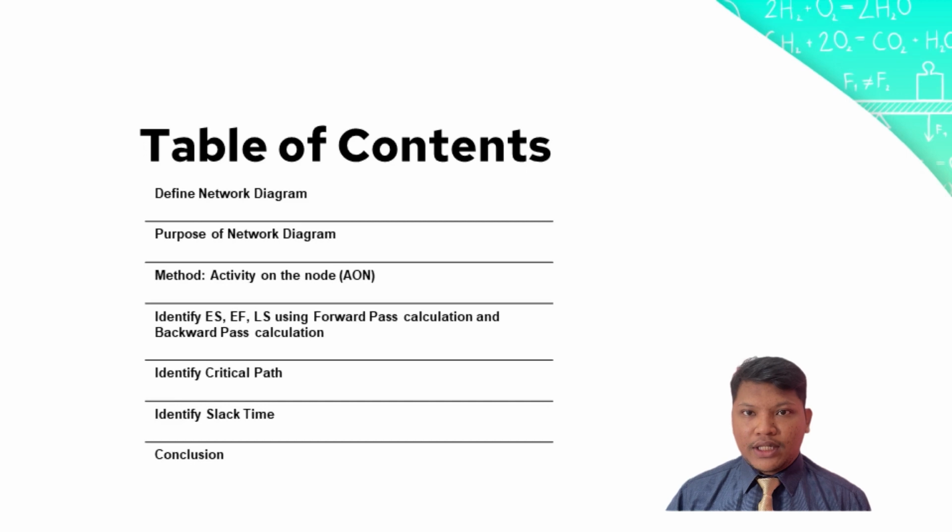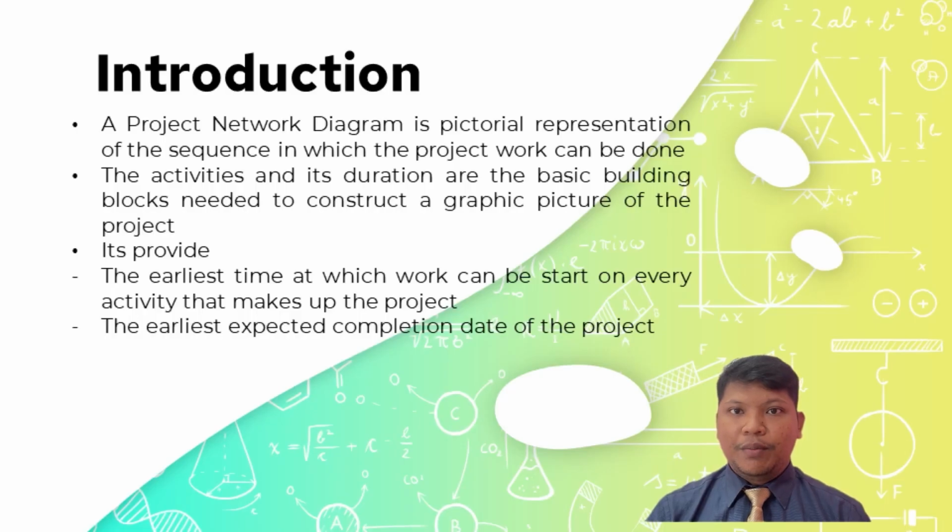Today, we will be discussing the following topics: defining a network diagram, the purpose of a network diagram, the method activity on the node (AON), identifying the early start (ES), early finish (EF), late start (LS), and late finish (LF) using forward pass and backward pass calculation, identifying the critical path, identifying slack time, and last but not least, the conclusion. Let's begin by introducing the concept of project network diagram.